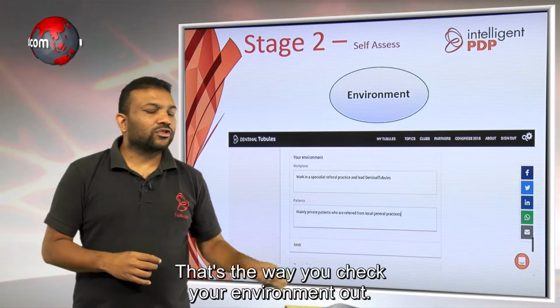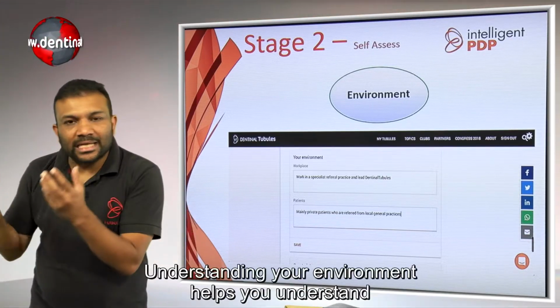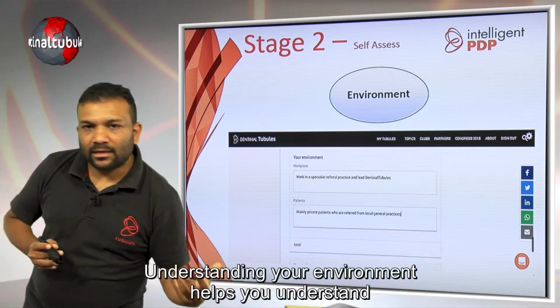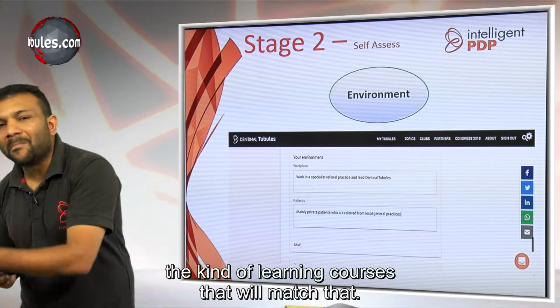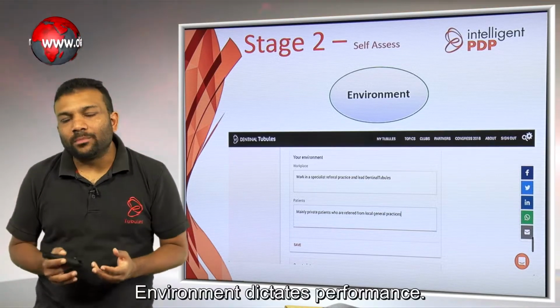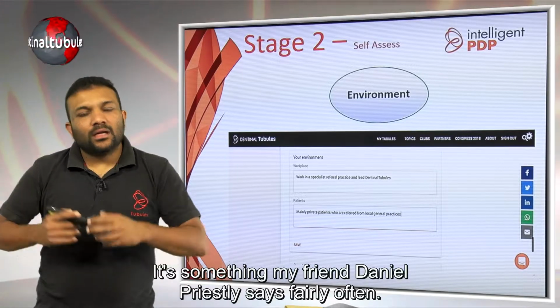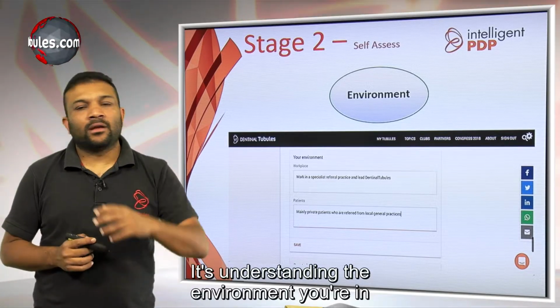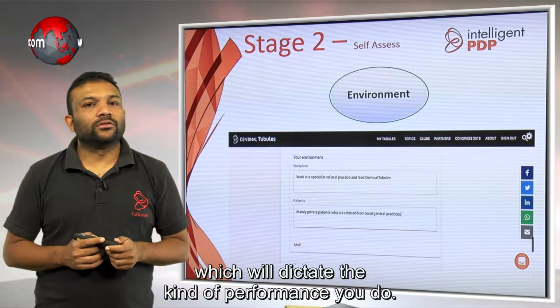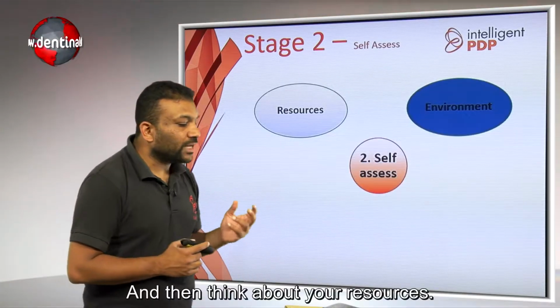That's the way you check your environment out. That's the way you deliver that. Understanding your environment helps you understand the kind of learning courses that will match that. Environment dictates performance. It's something my friend Daniel Priestley says fairly often. It's the understanding of the environment you're in which will dictate the kind of performance you do. So think about that. And then think about your resources.